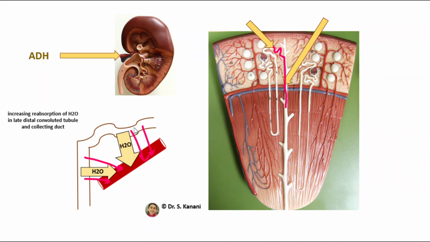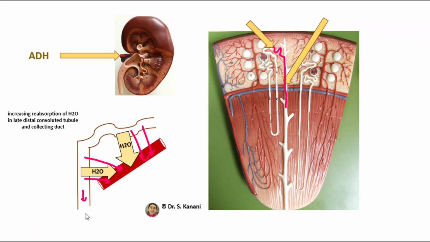And clearly, when water molecules leave the tubule, it simply means less water is left in the tubule to be eliminated in the form of urine. That's why we say urine volume decreases.